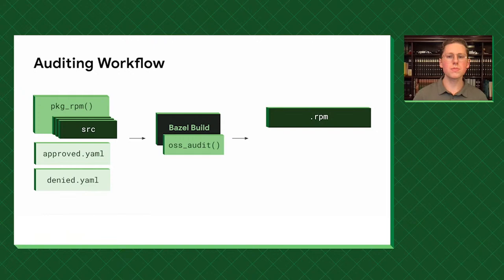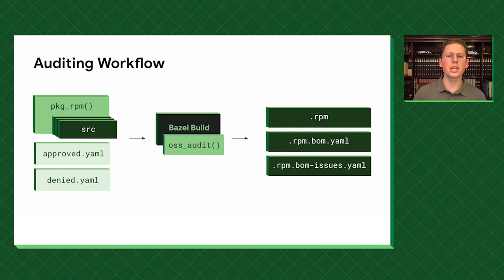After the aspect traverses all the dependencies, OSS audit outputs two files. First, it creates a BOM YAML file, which includes information on each open source package. And second, it creates a BOM issues file containing a subset of open source packages that have been denied for use by the legal or security teams or that are still waiting for approval. Developers and release managers can use the BOM issues file to identify problems or packages that may block or delay product release. This is the workflow for using OSS audit. Now let's check out how it works in action.